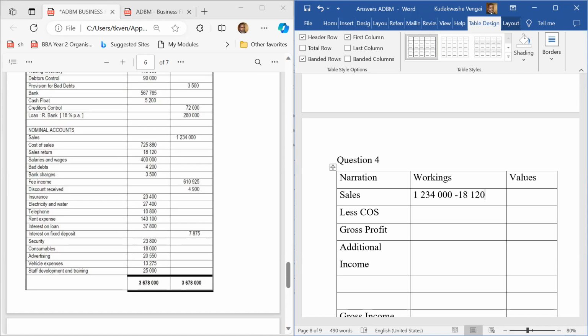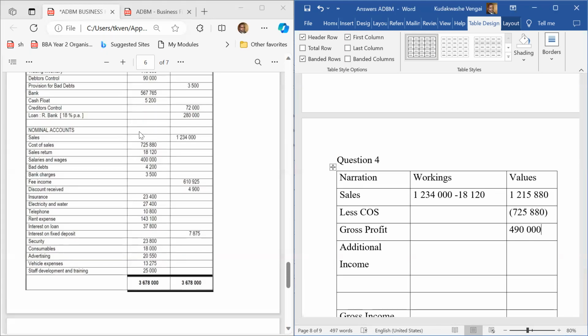1,234,123 minus 18,120, then that gives you 1,215,880, right? And then cost of sales, you're given here your cost of sales figure of 725,880, and then you're gonna have your gross profit of 490.